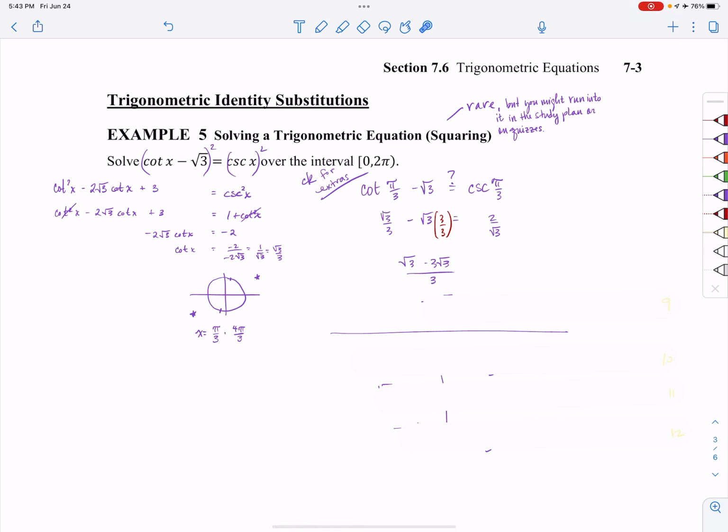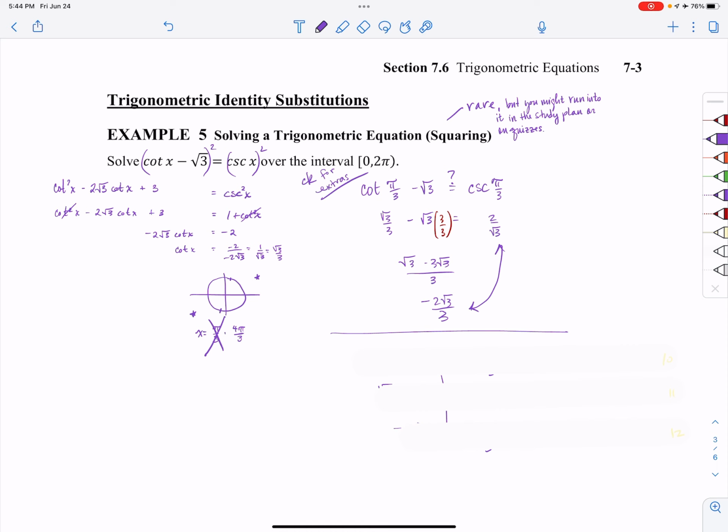Root 3 minus 3 root 3, literally you could say it's 1 root 3 minus 3 root 3, is going to give you a negative 2 root 3. You'll notice that negative 2 root 3 and a positive, well, I didn't finish that up, but even still, a negative and a positive are never going to equal each other. So pi over 3 is a value that needs to be thrown out.